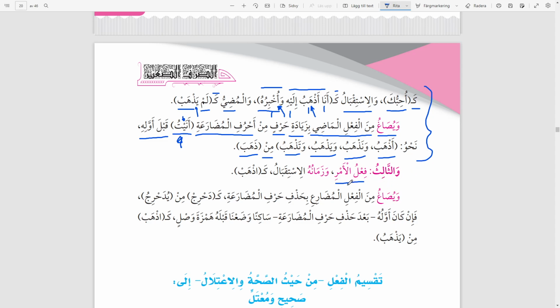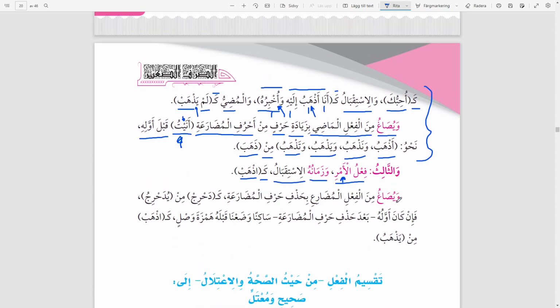The third tense is فعل الأمر, imperative, meaning the order. You also have the imperative. From that, you also have the word emperor, the guy who orders people around, right? And its time is the future. Like اذهب, go.